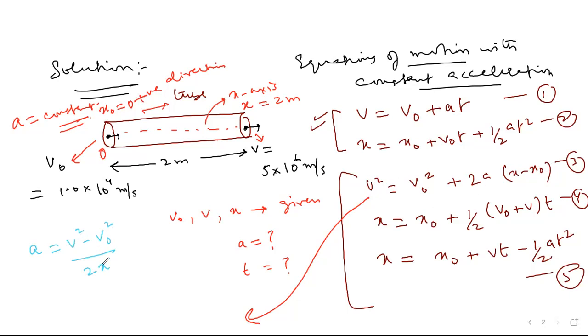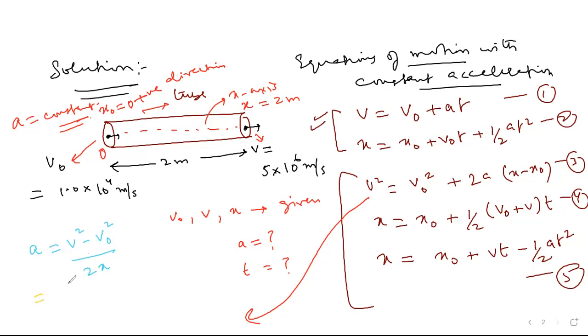Now V is given, V naught is given, and X is given. So you can see how we are using the equations. We are seeing what we have, what we have to find. Since we have V naught, V and X, we can solve from this equation 3 for A. So let us put the numbers.